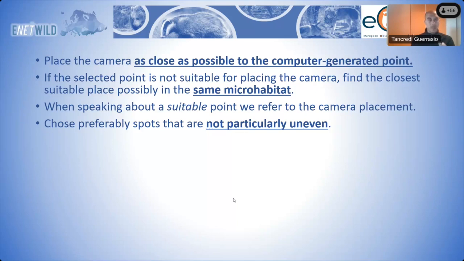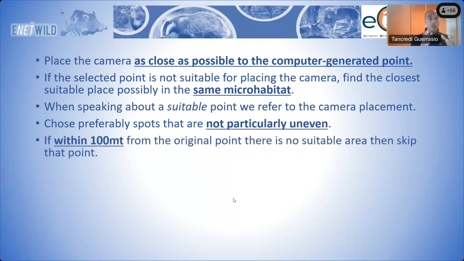So yes, we should look for a suitable place for the camera placement. As said, not for animals to pass by. If the original point is not good for the camera placement, then we will look for the closest possible point within a radius of 100 meters, possibly with the same microhabitat. If the same microhabitat is not available, then we can place it in the closest suitable place in a different microhabitat. If within a 100 meters radius we don't find any suitable place for placing the camera, then we will skip that point and go to the next one.